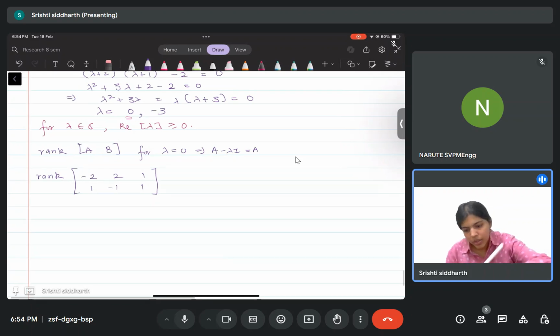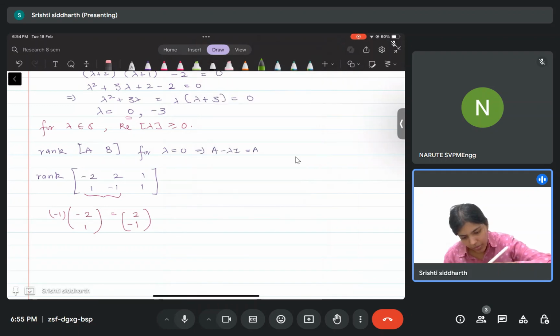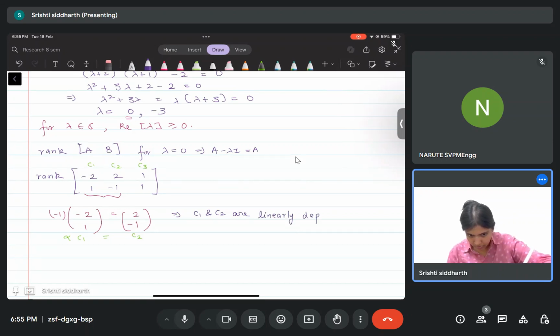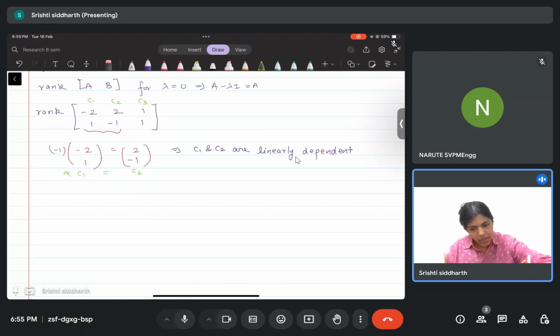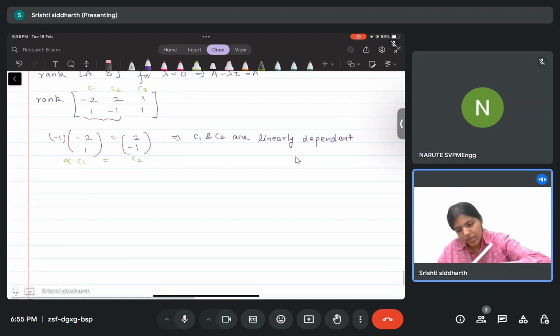Alright. So you can see that these two columns are linearly dependent, because minus 2, 1 times minus 1 is 2 times minus 1. So this is column 1, column 2, column 3. So you have some scalar multiple: column 1 is a multiple of column 2, therefore C1 and C2 are dependent. So now you just have to check whether C1 and C3 are linearly independent or C2 and C3 are linearly independent. Let's check this quickly.